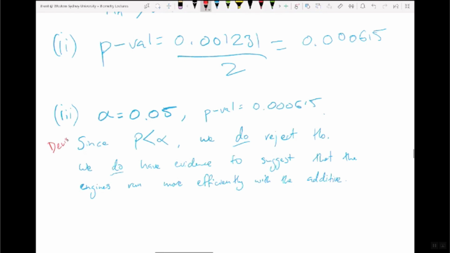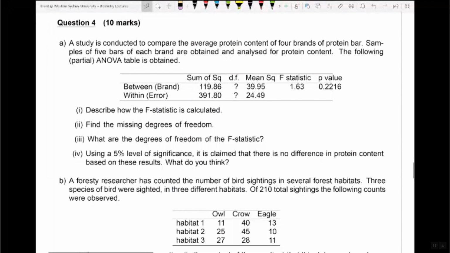of the mean squares of the treatment, or in this case brand, and mean squares of the error. Specifically, in this case, it was 39.95 divided by 24.49. It's calculated as the ratio of those two numbers. That should give you 1.63, approximately. So something along those lines. It doesn't have to be word for word the way I've written it. Something that indicates that you know that the F statistic is this number divided by that number.